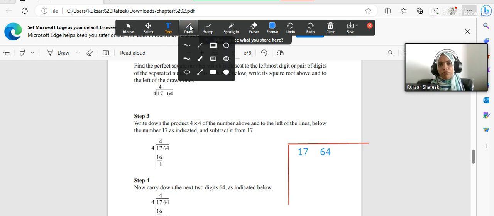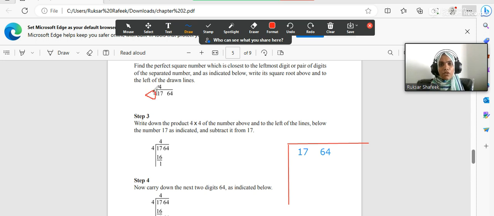Now from where did they get this 4 is another question that comes in. Okay, so now we find the closest square number to 17, the one less than 17. Let's remember, it's not more than 17, it has to be less than 17. So the square number less than 17 is 16. The square root of 16 is 4. 4 times 4 gives me 16.